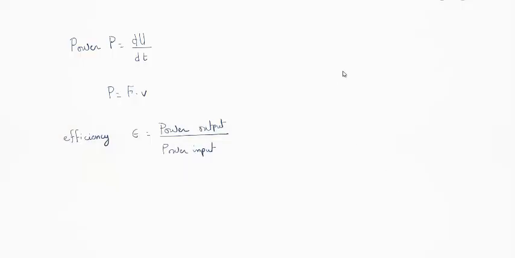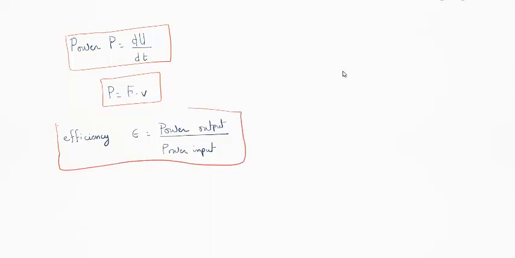Now, power is the rate of energy over time, and it's also the force times the velocity. Now if we want to know the efficiency, it's very simple. We just get the power output over power input, or it's also equal to energy output over energy input.